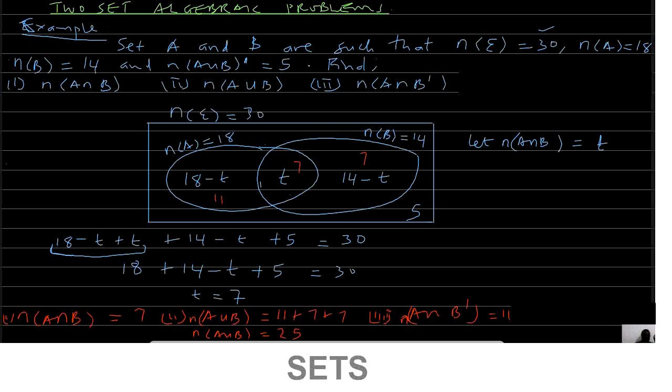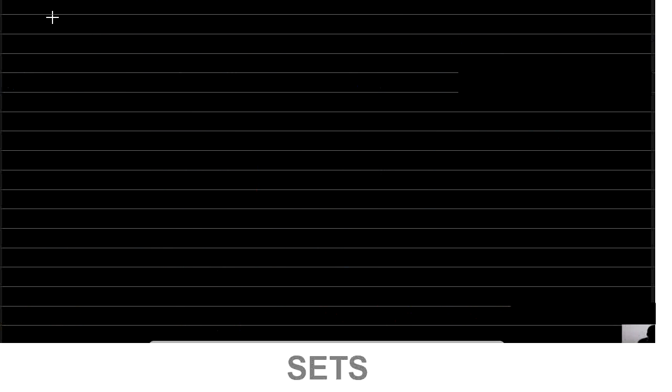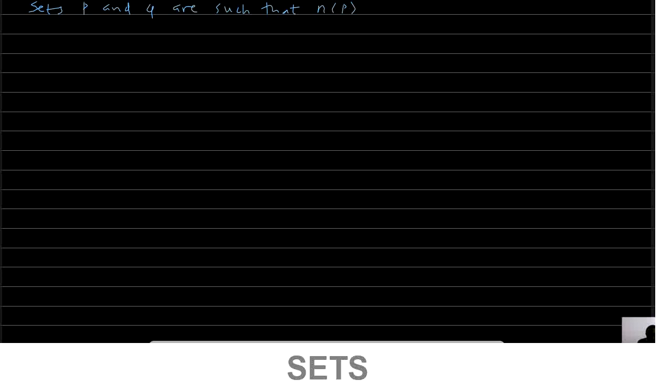Let's have the second number, and then the exercise will follow. Sets P and Q are such that the number of elements in P is equal to 12. The number of elements in Q is equal to 8. The number of elements in P union Q is equal to 15.